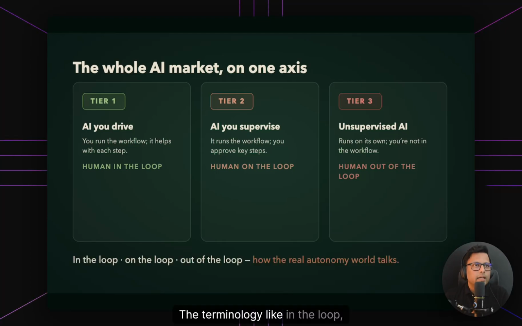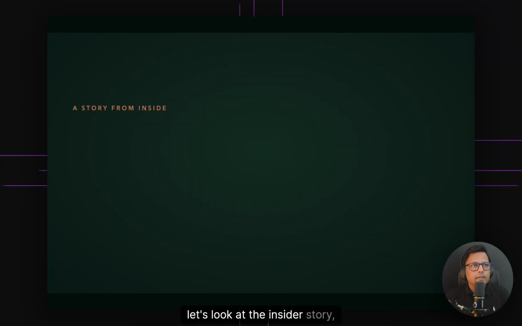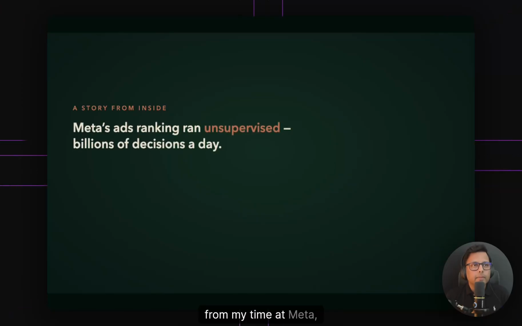The terminology like in the loop, on the loop, out of the loop, this is not marketing talk. This is how folks in the aviation industry or auto industry talk. So just to give you an analogy and make it simple for you to remember, let's look at the insider story from my time at Meta.